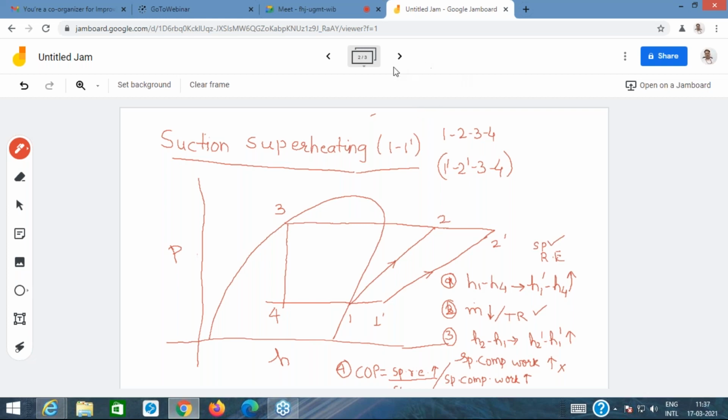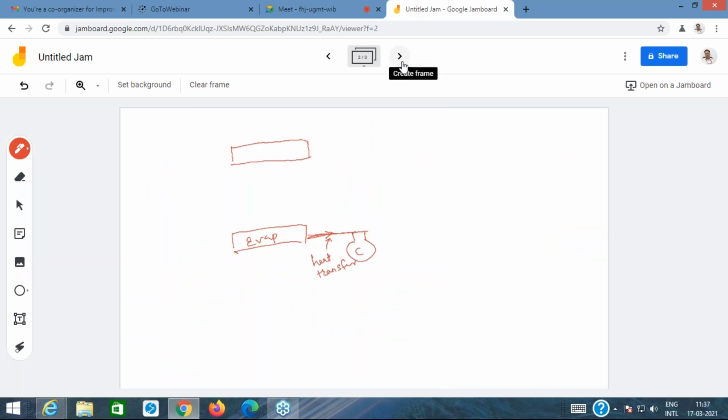Now let us move to the second point, that is the second modification, which is liquid subcooling. So let me go to the next slide. What we will be discussing now is the liquid subcooling. Liquid subcooling, liquid is encountered in the condenser. So when I say liquid subcooling, I am referring to the condenser.